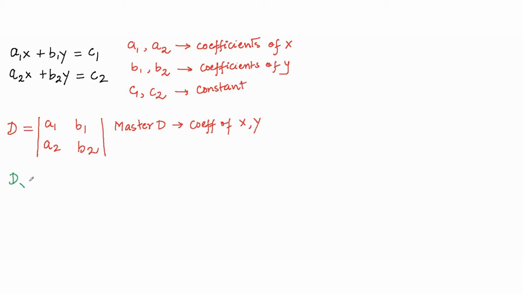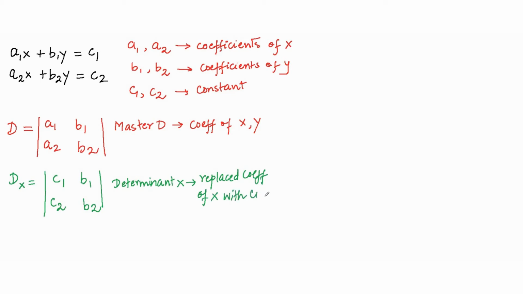So now please pay close attention. When I find the determinant of x, I replace the coefficients of x by the constants. So instead of a1 and a2, I write c1 and c2, and I maintain b1 and b2. So this is the determinant for x. So in the determinant for x, I have replaced the coefficients of x with the constants.